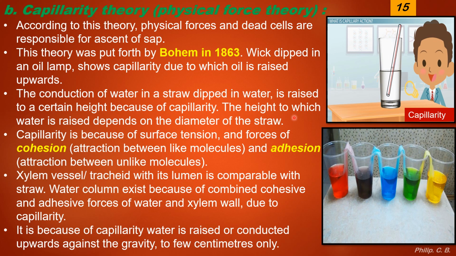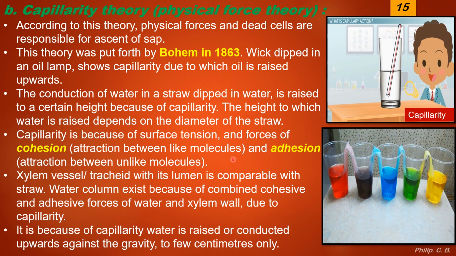If the diameter is more, the movement of water will be less. In a capillary tube, which you might have used in the chemistry lab, the water movement will be much larger since the diameter is comparatively very small. So capillarity is because of surface tension and forces of cohesion, attraction between like molecules, and adhesion, attraction between unlike molecules.